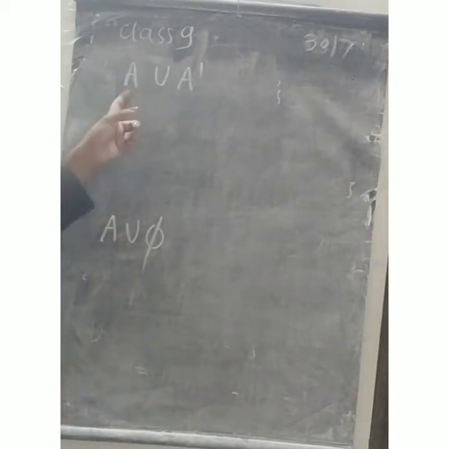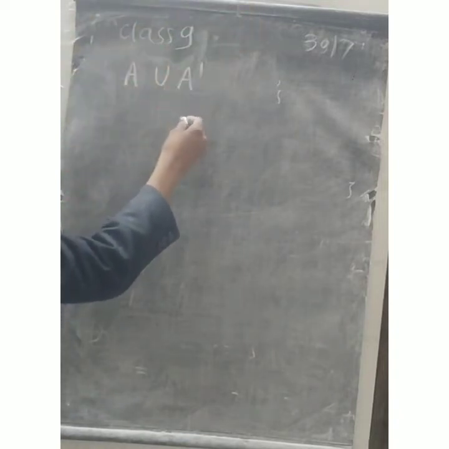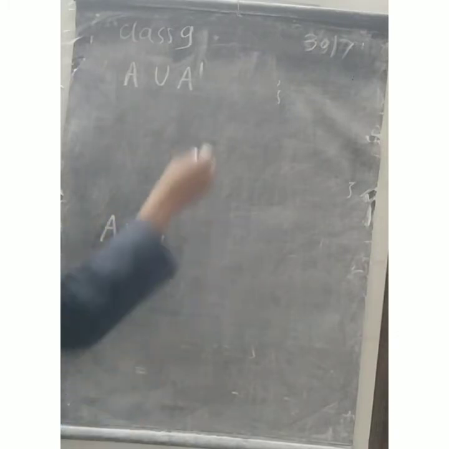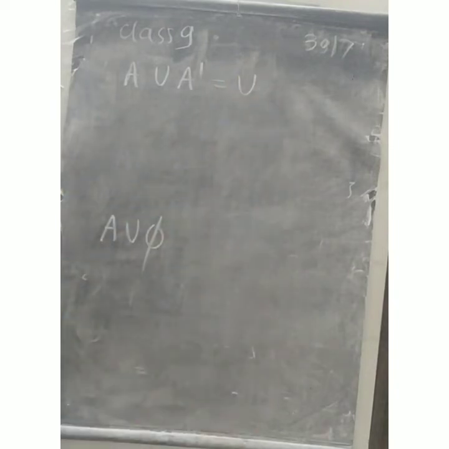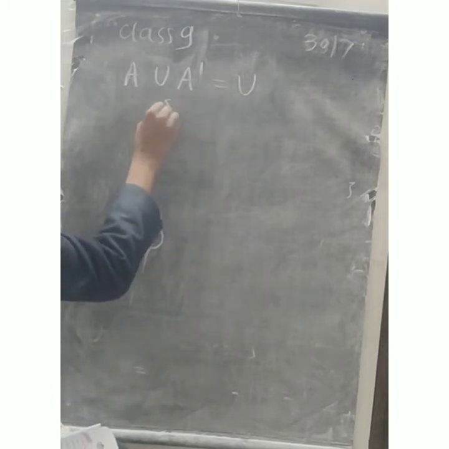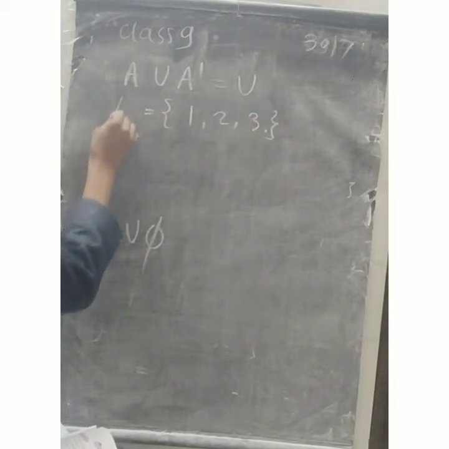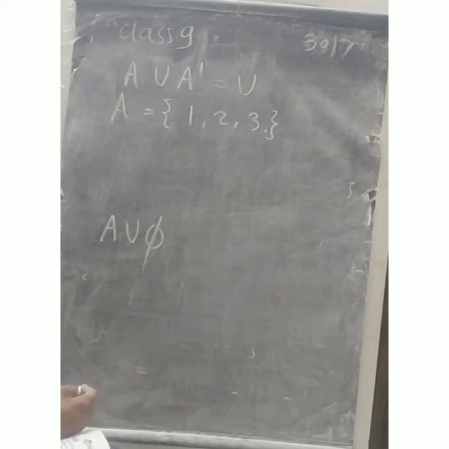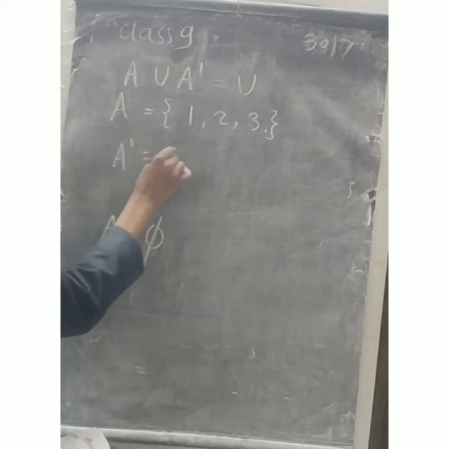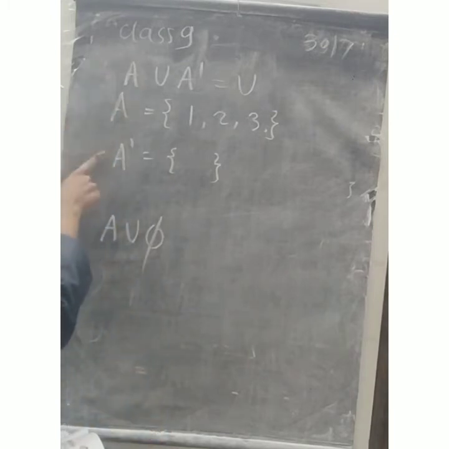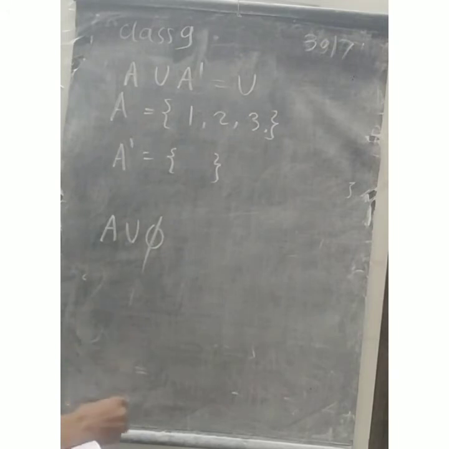Now the third property is A union A dash. A union A dash is always equal to U. Let's see. So what was A? A was 1, 2, 3. And what is A dash? There is no A dash in this case, that means there is no element in A dash. And if you union them together, you get the universal set.